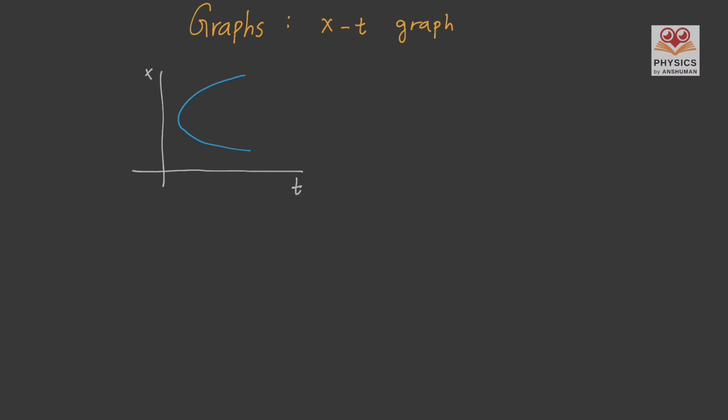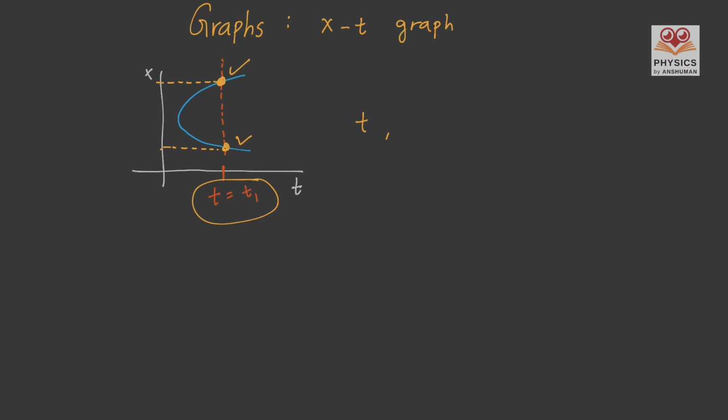Let's analyze the graph. Here, for a particular instant of time, let's say our time is t1, we can see that there are two given positions. On the position axis, there are two values. For the same instant of time, there are two positions. Is this possible? At the same time, can an object be at two different positions? No, it is not possible. So this is not a valid graph.